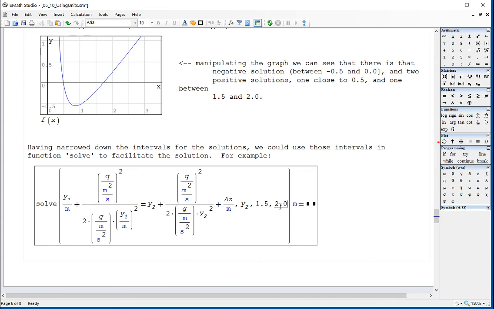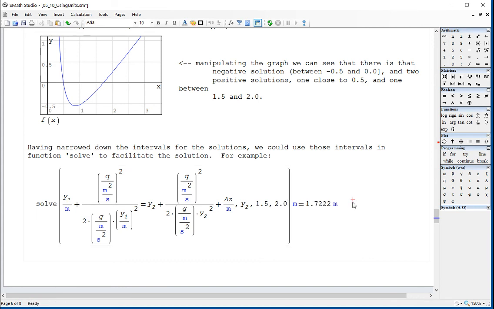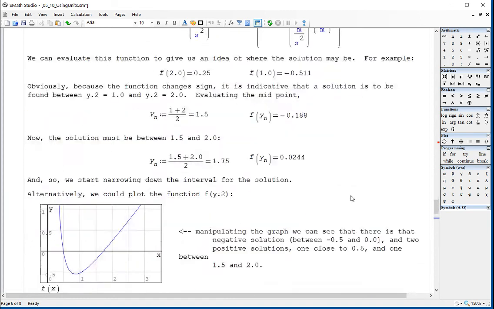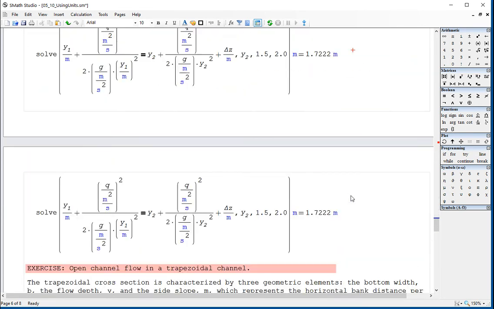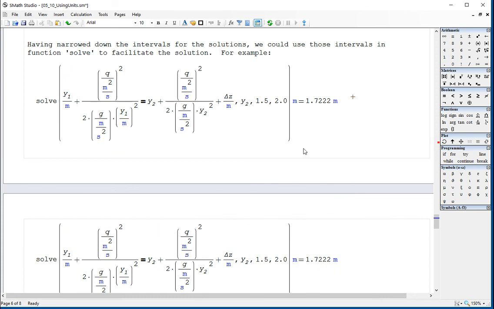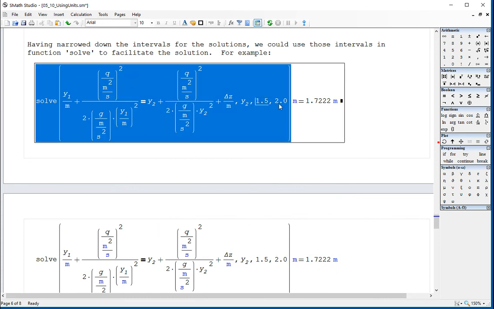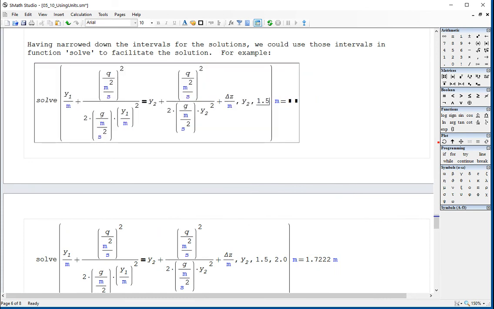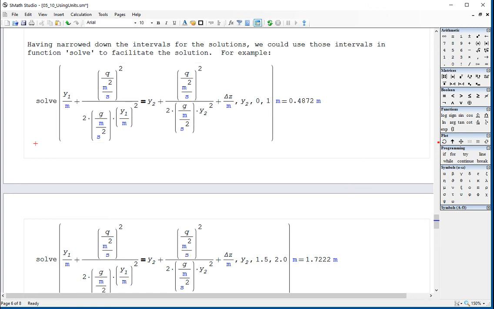So sometimes it's useful to create this function, which is the right-hand side minus the left-hand side, to see how the function is behaving. And actually, I got those two results. So one value between 0 and 1, and the other value between 1.5 and 2.